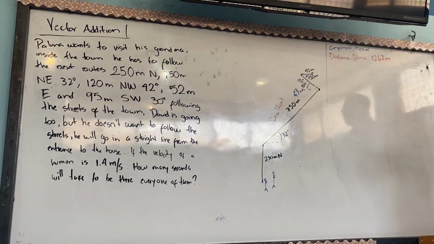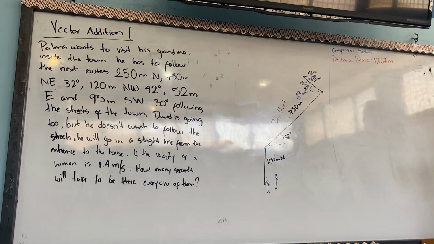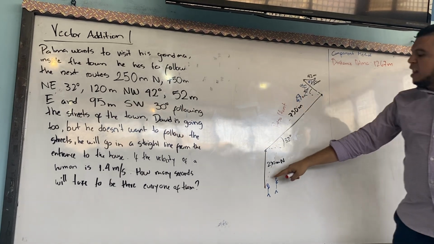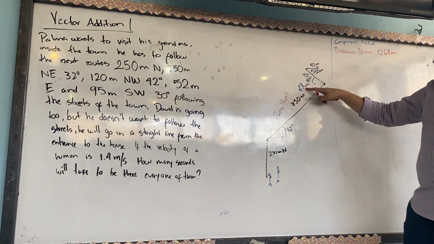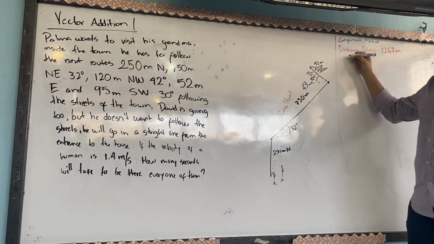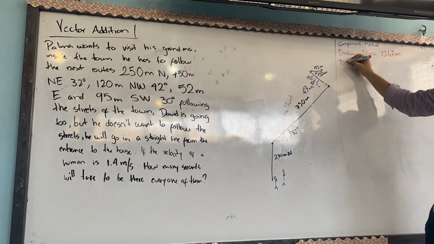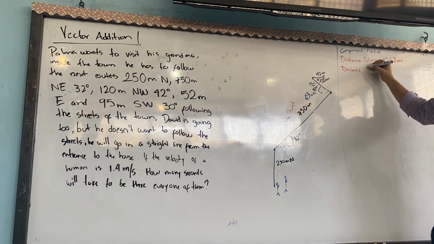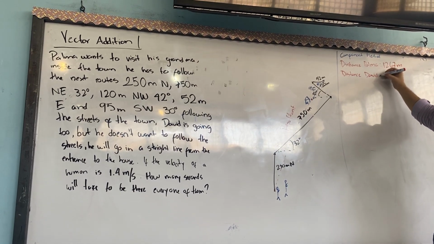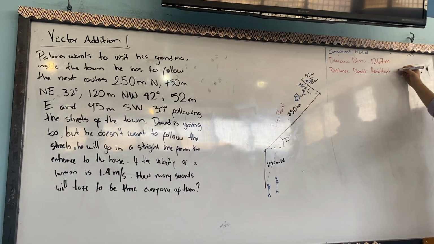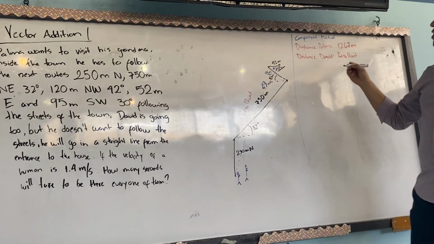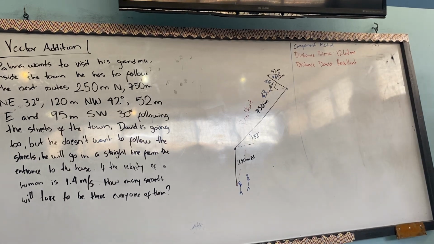Then we need to find the distance that David travels, right? David wants to follow this route, right? A straight line from the starting point until the final point. That is the resultant, right? So the distance of David will be the resultant, right? So the resultant is the one that we have to find with the components, right? We need to find every component for every vector.